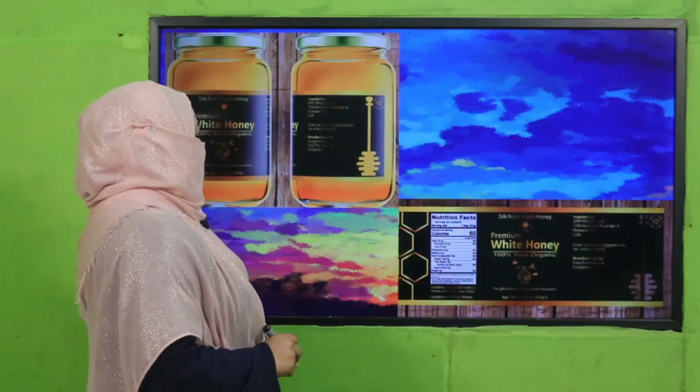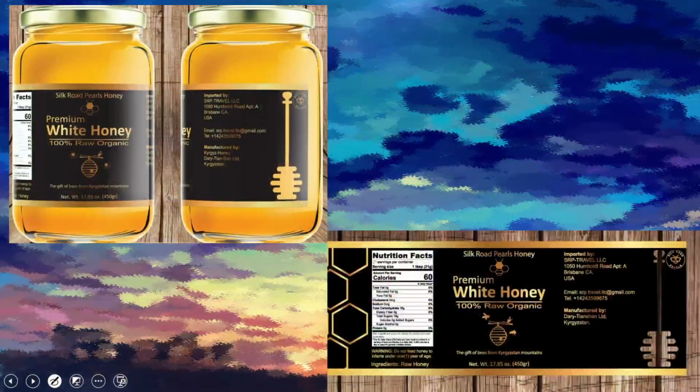Okay, look at this. You see, it's a bottle. It's white honey, premium quality honey, and this is its wrapper, which is the label wrapped on the bottle, and everywhere the information is written.